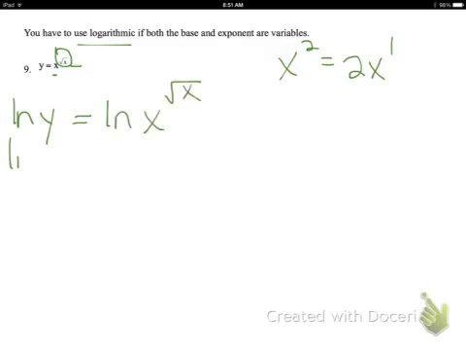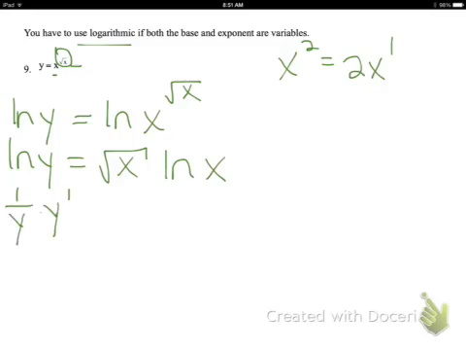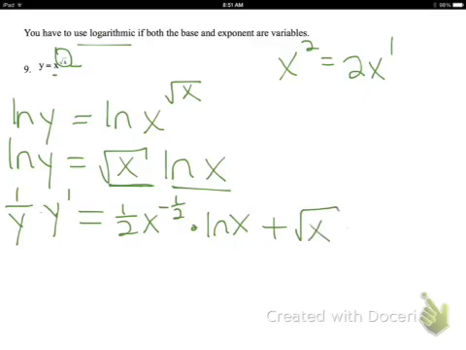Okay, use your laws of logs to rewrite the right side. So now with the laws of logarithms, I can bring down the root x times natural log of x. Now I'm going to differentiate both sides. So this would be 1 over y times y prime equals, when I go to do this, I need to use product rule here. So I'd have 1/2 x to the negative 1/2 is the derivative of root x, times natural log of x plus root x times 1 over x.